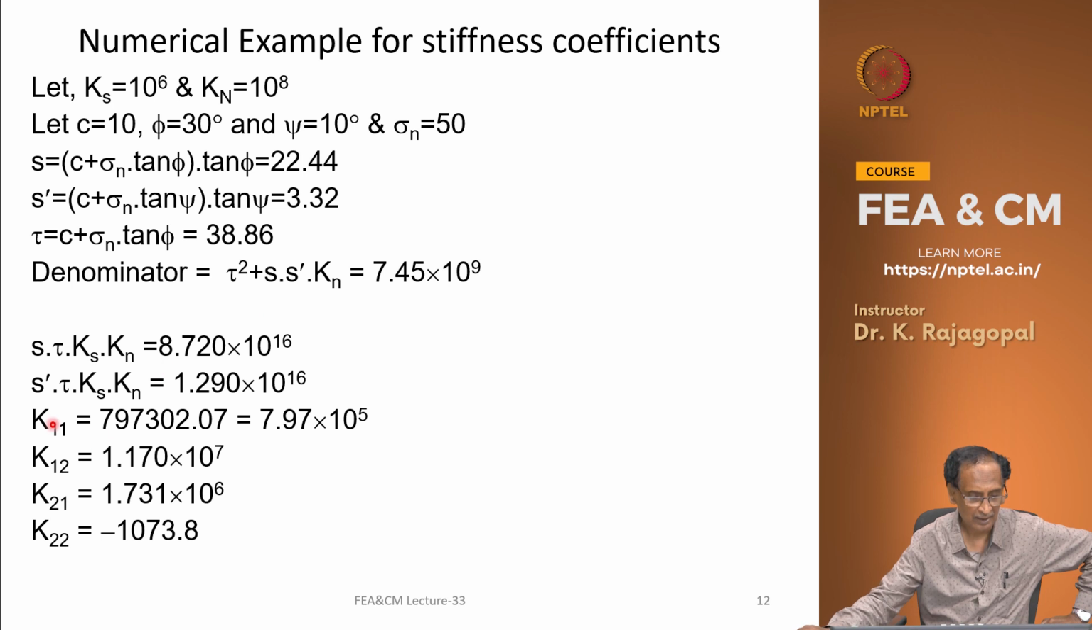And K11 is approximately 8 times 10 to the power of 5, and in the elastic part it is 10 to the power of 6. So, K11 is smaller than the elastic part. K12, if you do the calculation, comes to 1.17 times 10 to the power of 7, and K21 is 1.73 times 10 to the power of 6. It is not the same. Then if you look at K22, it is negative.